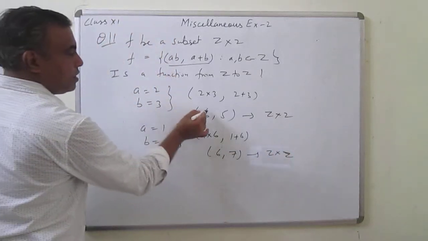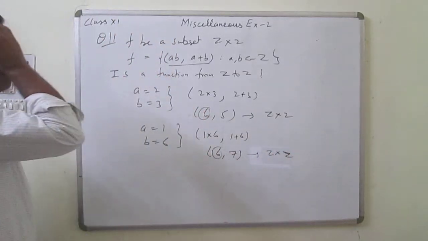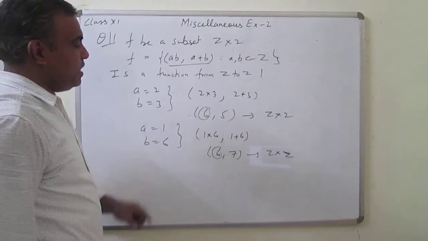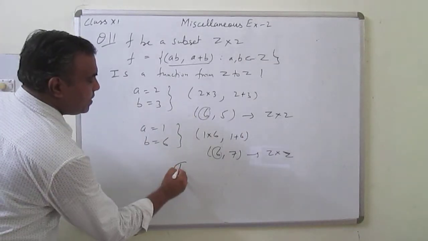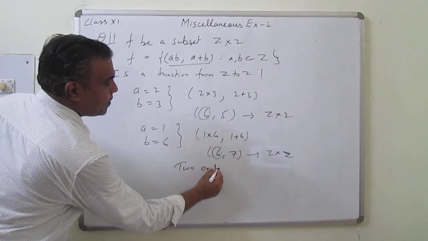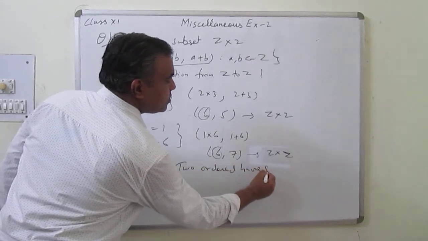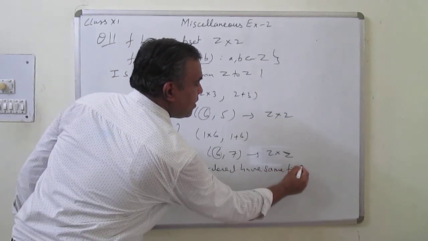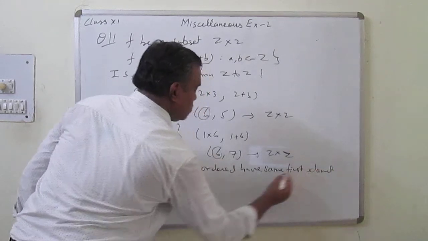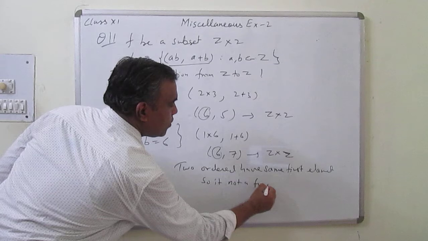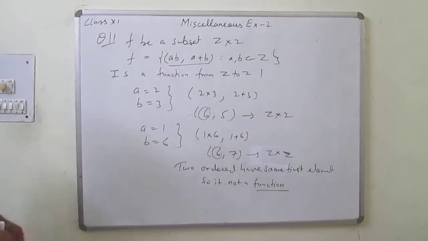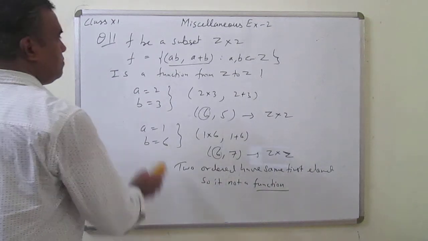So here two ordered pairs have the same first element. So it is not a function. Now I will take question number 12.